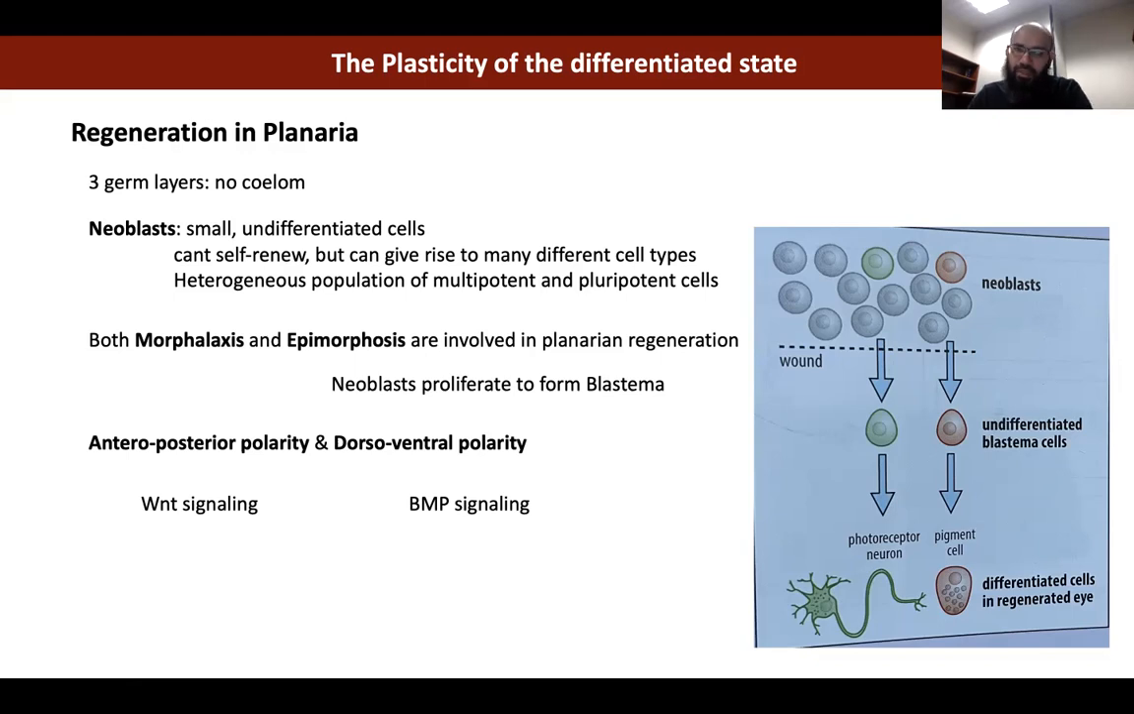So there are different types of polarity, and it was shown that again the anteroposterior polarity is regulated by the Wnt signaling, and the dorsoventral polarity is regulated by the BMP signaling.